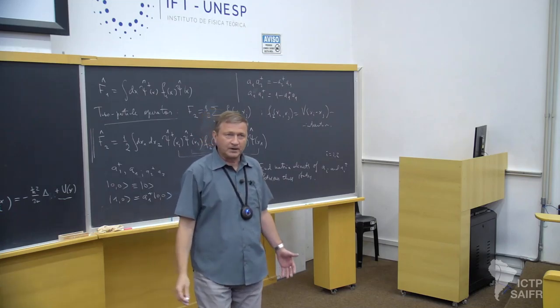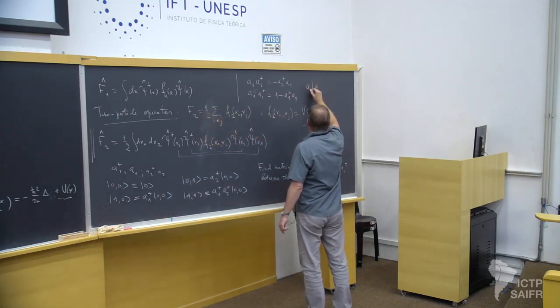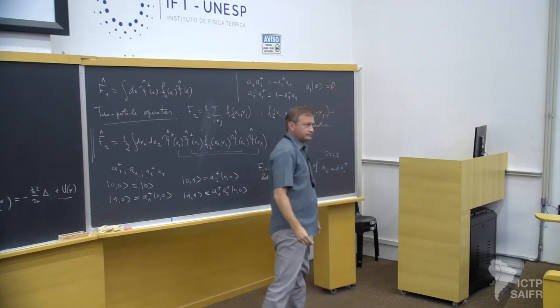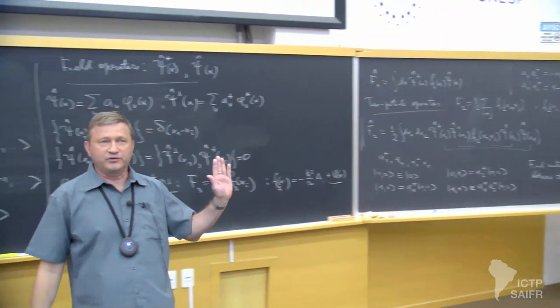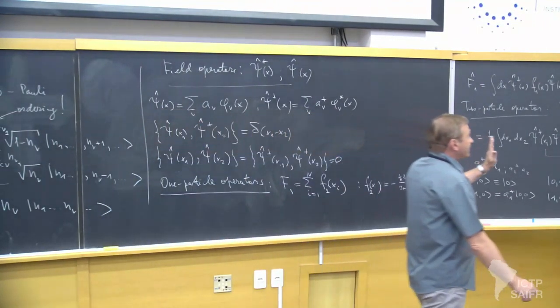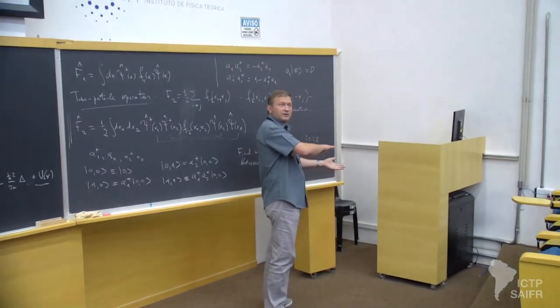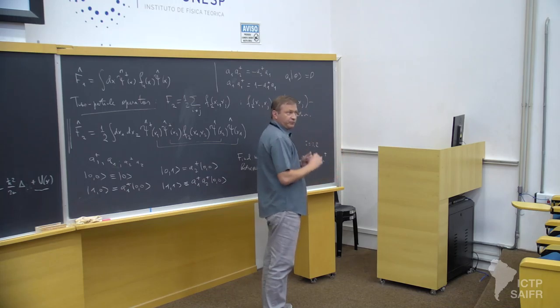Yeah? And why am I doing this? Because A1 acting on the vacuum state is 0. So the idea is to pull the annihilation operator to the far right when it acts on the vacuum state, and then the result is 0. What's left after this pulling through, that would be the answer.